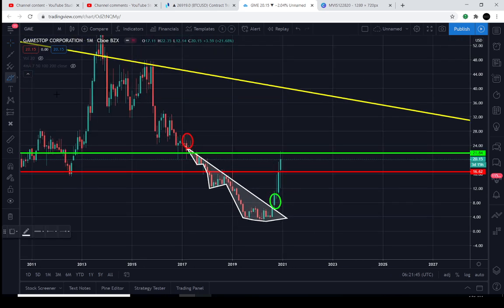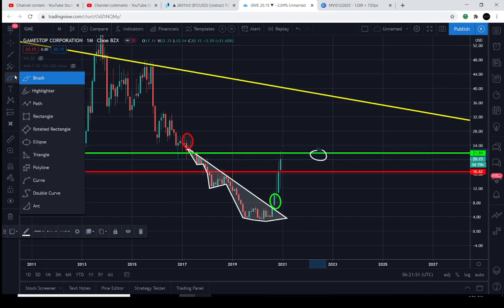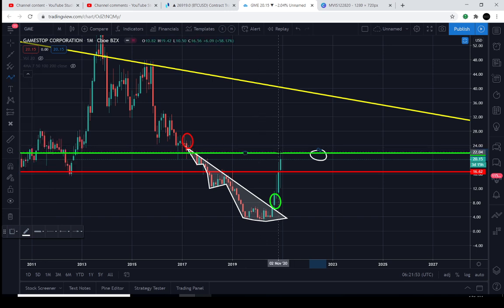It's pretty much the same thing, guys, if you follow our videos. This green line is that line that it needs to get above to set the price free, so to speak, and it can experience a pretty aggressive move to the upside. I'm going to give you my price target here in just a second, but that's the green line.